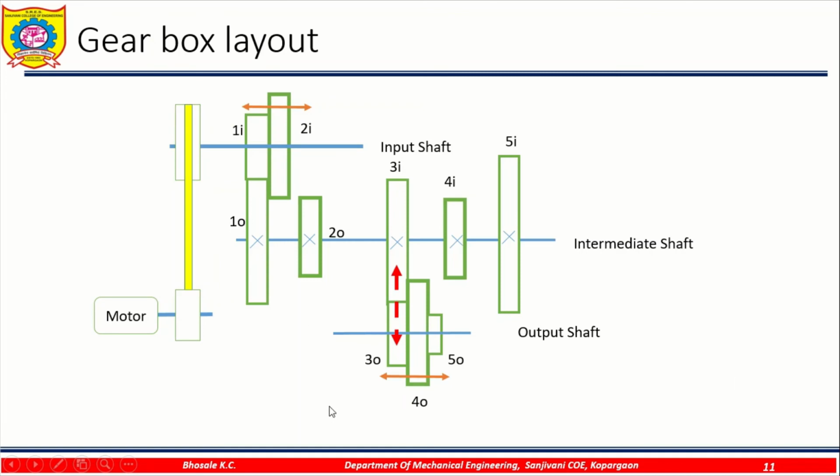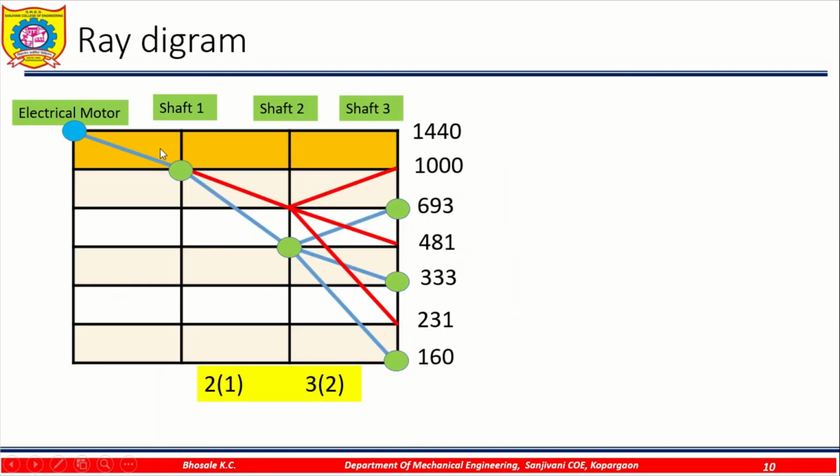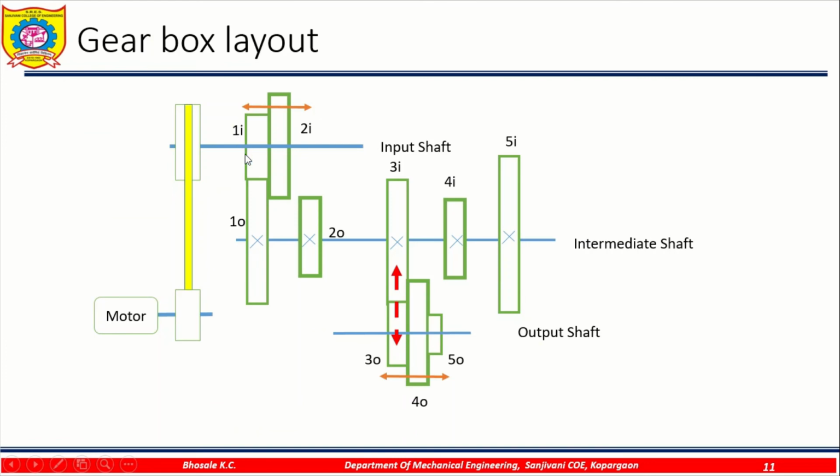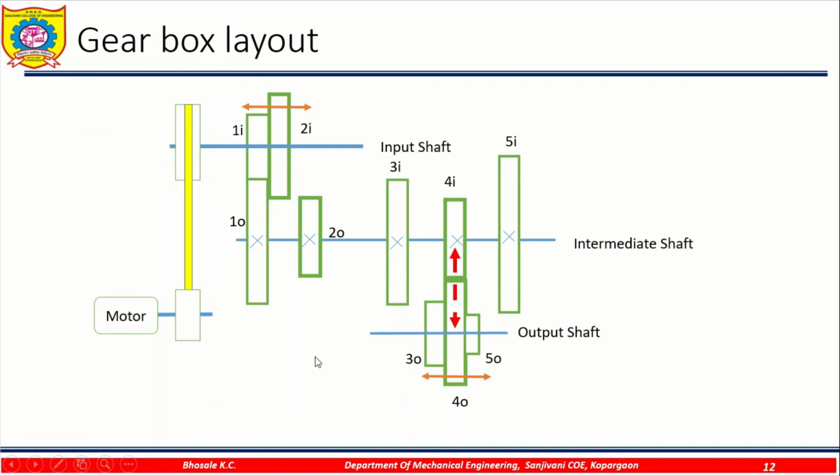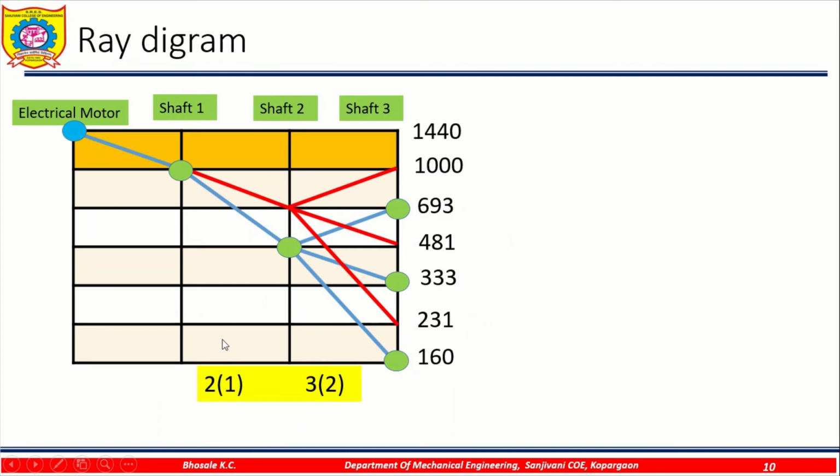Then from that we have to draw the gearbox layout from this diagram. The structure diagram is 2 into 3. It depicts that in the first stage there are two steps, and in the second stage there are 3 speed steps.